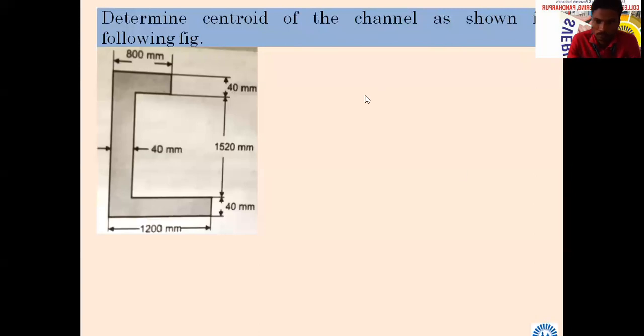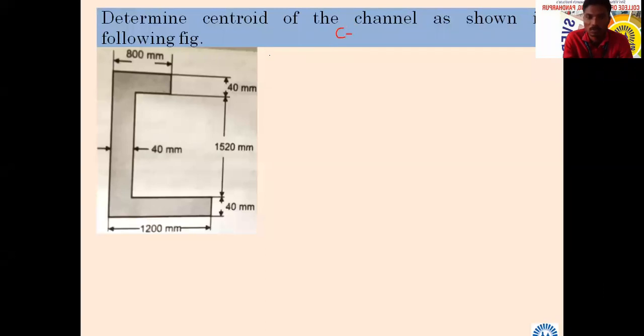Okay, determine the centroid of the channel, C channel, C shape, capital C. It is actually called a C channel. Determine centroid of the C channel as shown in the following figure. For the C channel shown below, what has to be found? The centroid.